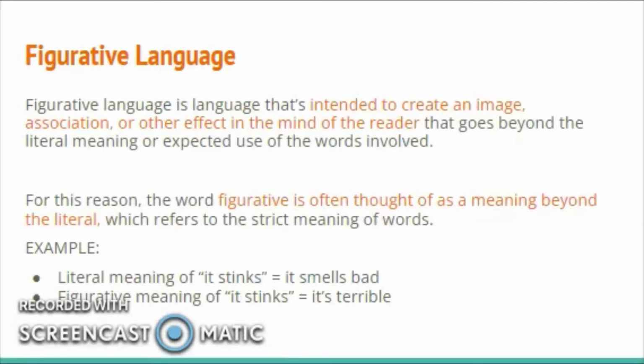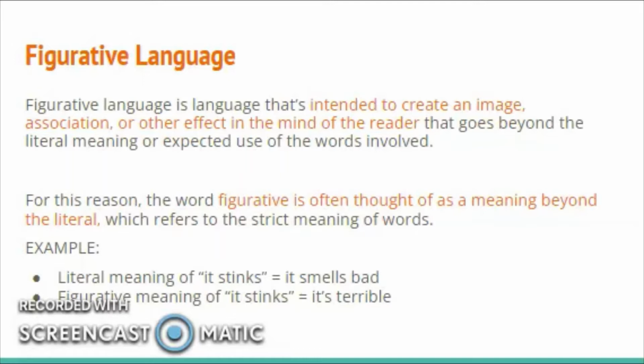So what is figurative language? It is language that is intended to create an image, association, or other effect in the mind of the reader that goes beyond the literal meaning or expected use of the words involved. So what that means is an author might say one thing, but they actually mean something deeper. You have to dig down and see what the deeper meaning of what they said is.